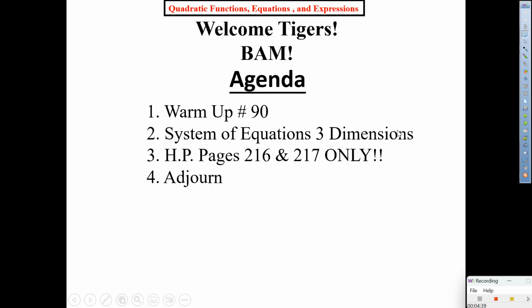Copy the agenda for today. We've got warm-up number 90, systems of equations in 3D. Oh, yeah. You've got to hold on to your horses today. Let's go. And home plate for tonight, pages 216 and 217.